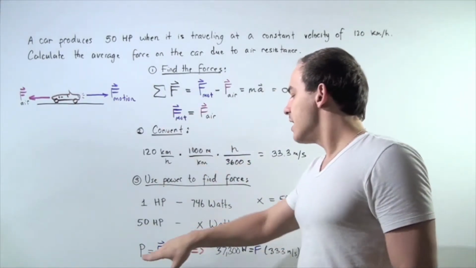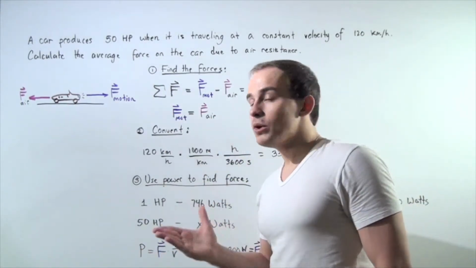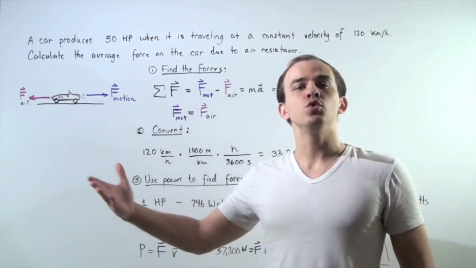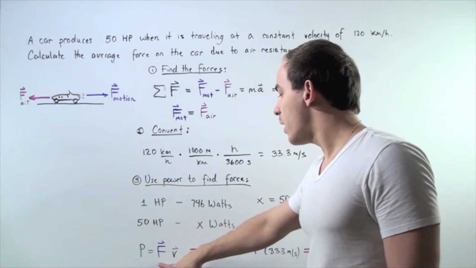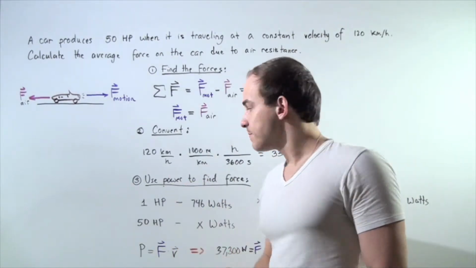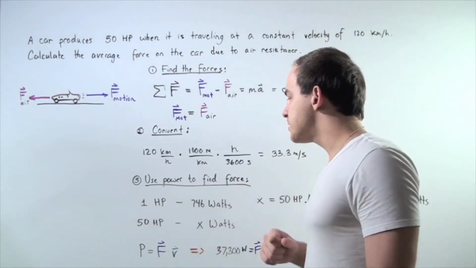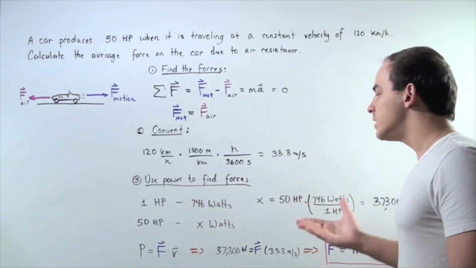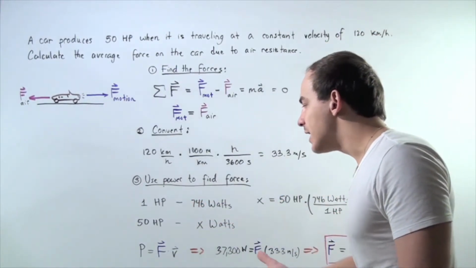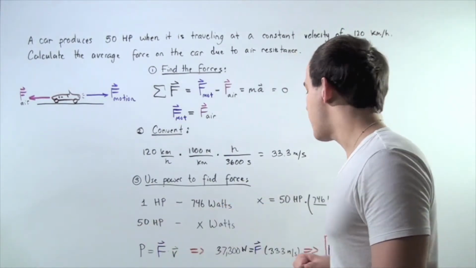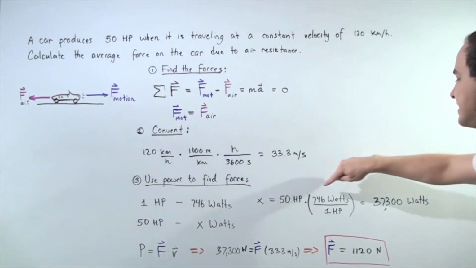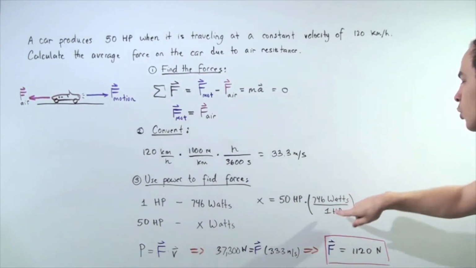where velocity is this velocity we found and the force is what we want to find. Now the power, before we use horsepowers, we have to convert horsepowers into watts because this equation uses watts. So recall that 1 horsepower is equivalent to 746 watts. So we want to find how many watts are found in 50 horsepower. So we simply take 50 and multiply by 746 watts per horsepower.